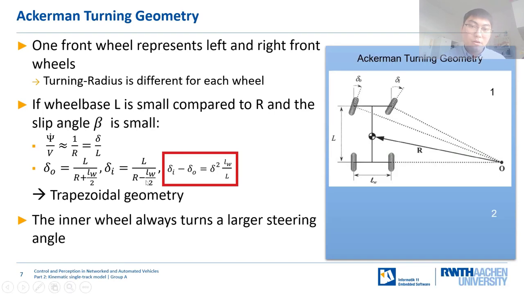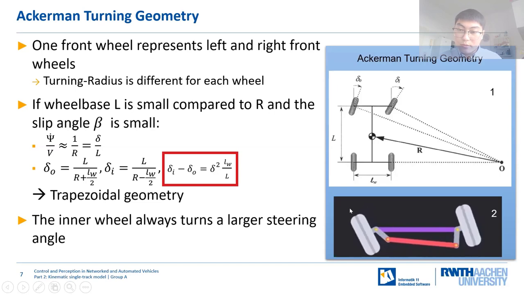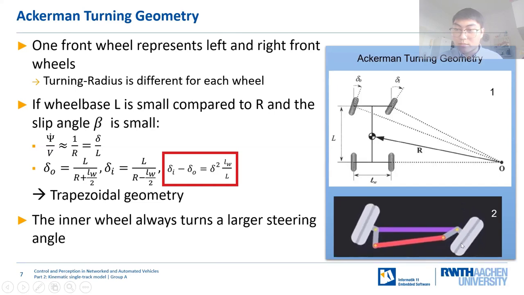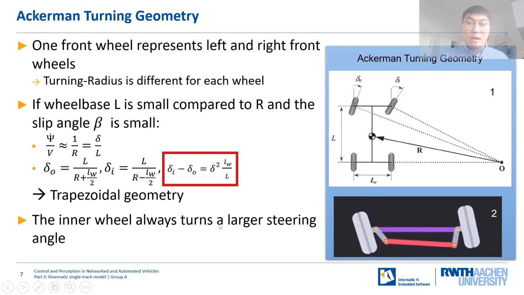This problem can be addressed with a so-called trapezoidal geometry. In this animation, you can see that when we are steering at the central position, and then steer to the left, the inner steering angle is bigger than the right one. And when we steer to the right, the inner steering angle is also larger than the outer steering angle. This tells us the inner steering wheel always turns a larger steering angle.